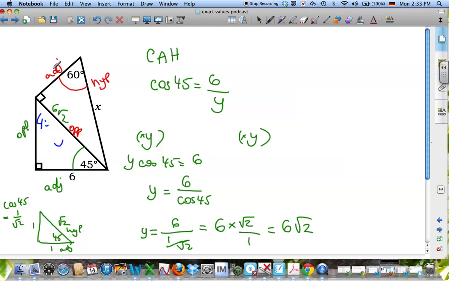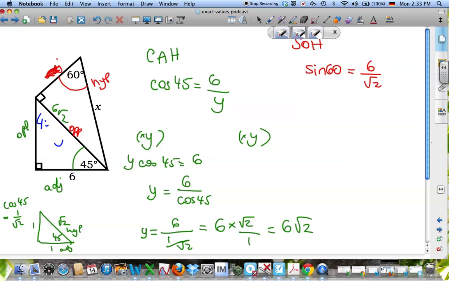And we're not really interested in the adjacent because it's the blank side. So, O and H, what are we going to use? I think it might be sine. SOHCAHTOA. Okay, so sine 60 is opposite, which is 6 root 2, over the hypotenuse.